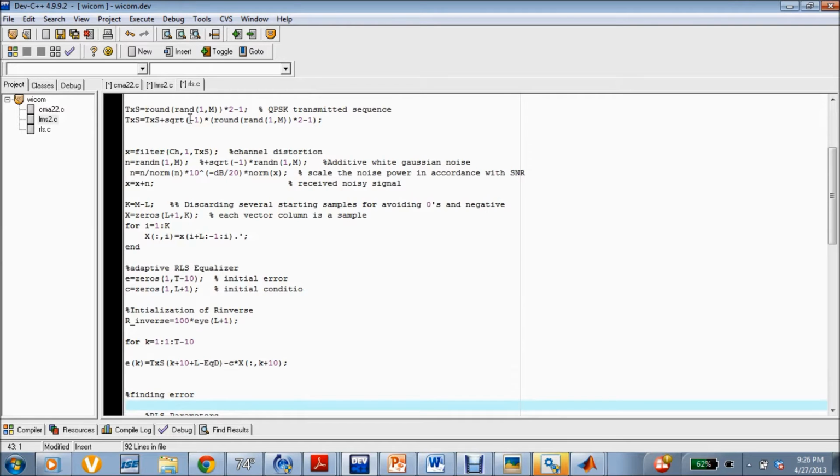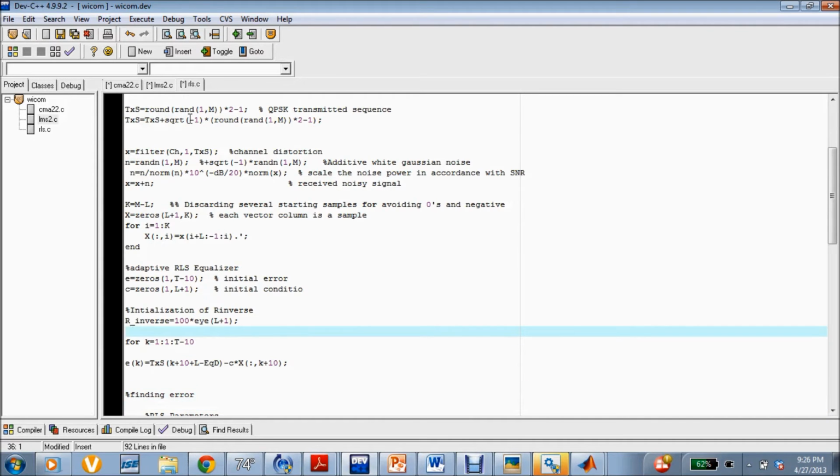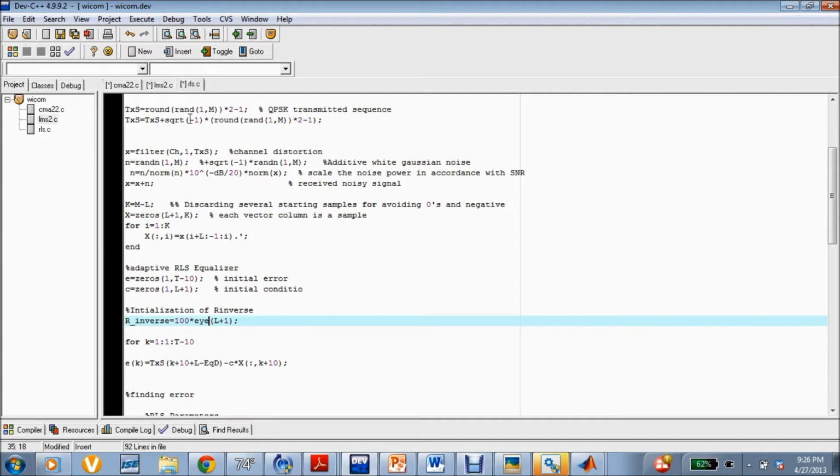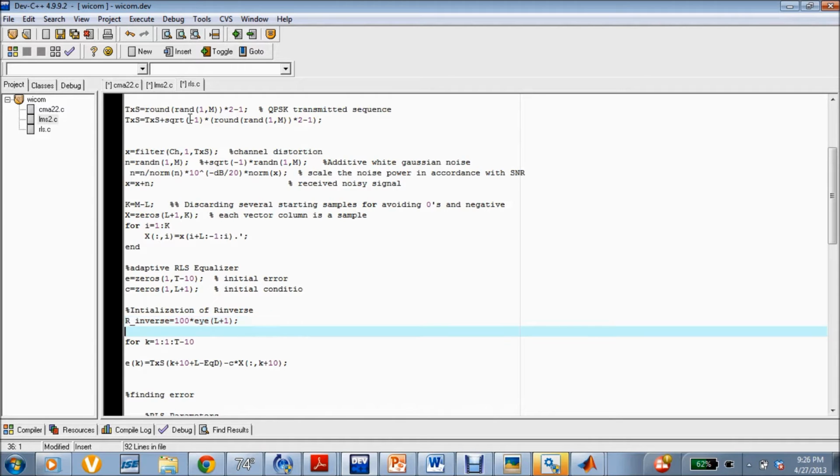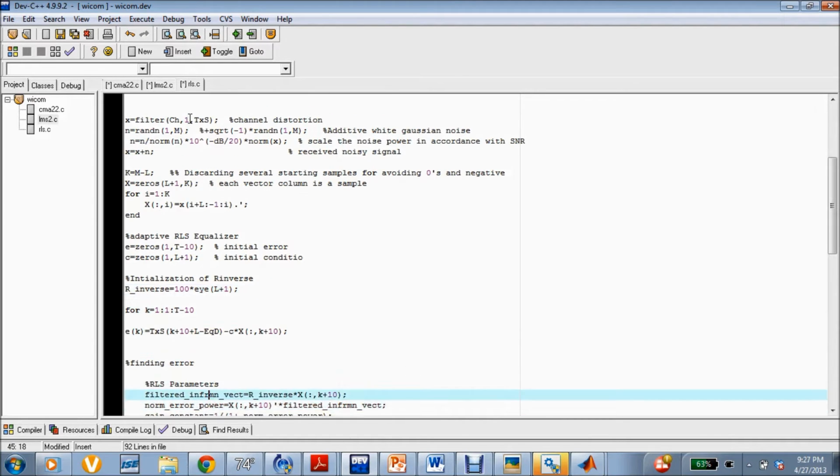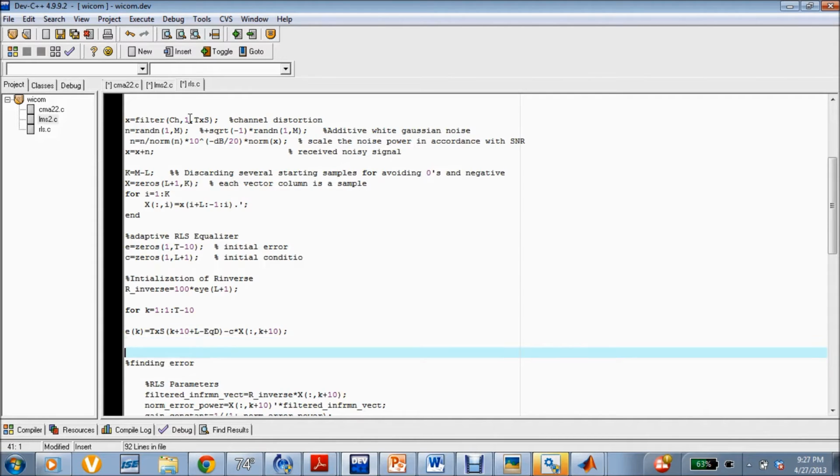Here I am using a set of parameters to calculate the update in the channel weight. So here R inverse represents the correlation matrix, and here I'm initializing it to a value. I of some function basically represents an n cross n matrix. That means L plus 1 cross L plus 1 matrix. So during the training phase, I'm calculating the error, which is basically the difference between the transmitted sequence and the output of the equalizer, which is the channel weight multiplied by the input sequence.